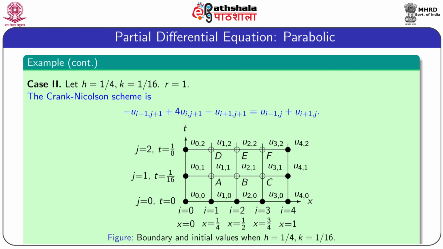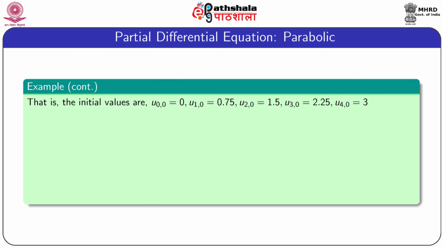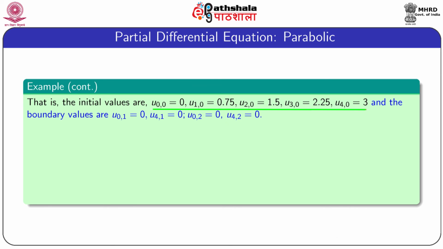So, first we calculate the values of u for the mesh points A, B, C by generating a system of equations, and depending on these values we calculate the value of u at the mesh points D, E and F. So, the initial values are u00 equal to 0, u10 equal to 0.75, u20 equal to 1.5, u30 equal to 2.25 and u40 equal to 3. And the boundary conditions are u01 equal to 0, u41 equal to 0, u02 equal to 0 and u42 equal to 0.